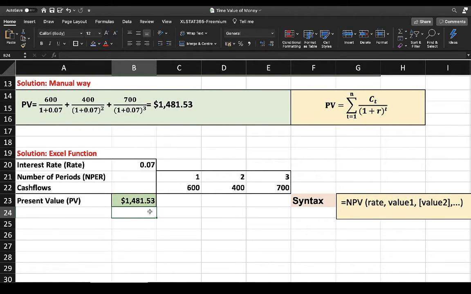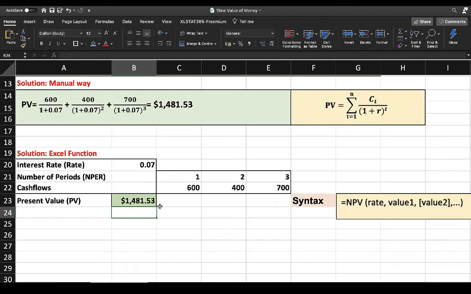So solving with the help of the Excel function saves your time and gives you an accurate answer, as there might be some chance of mistake in solving this type of question manually. So Excel gives you an accurate answer with the help of the Excel function. So that's all about the present value of a stream of cash flows.